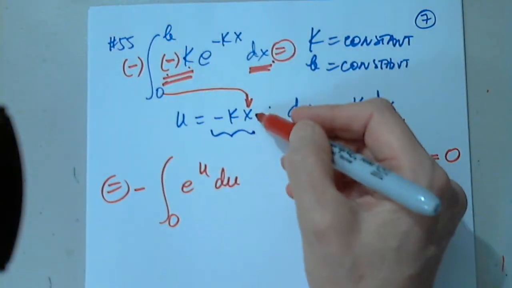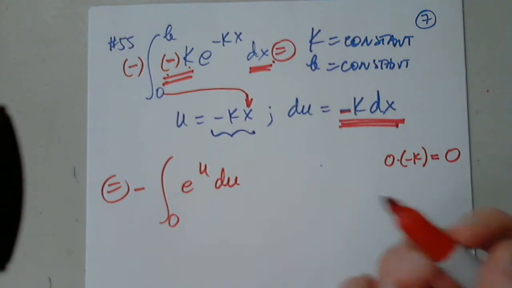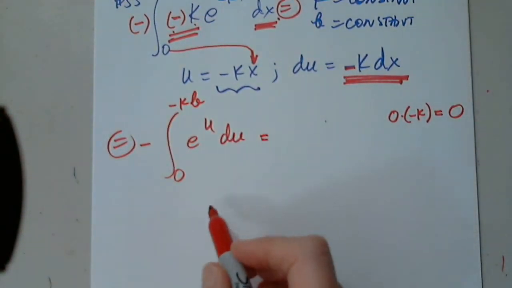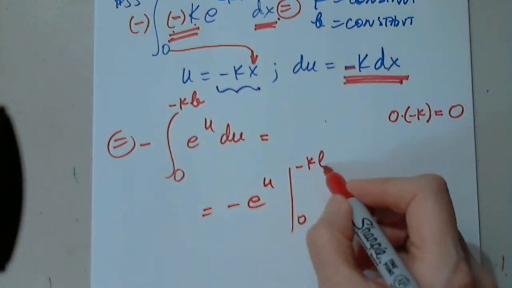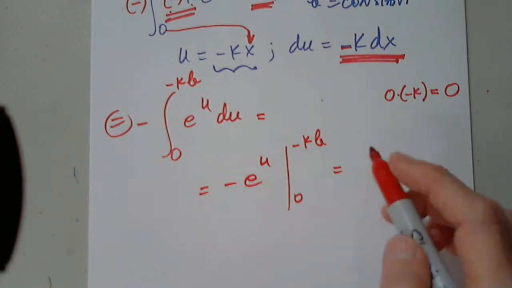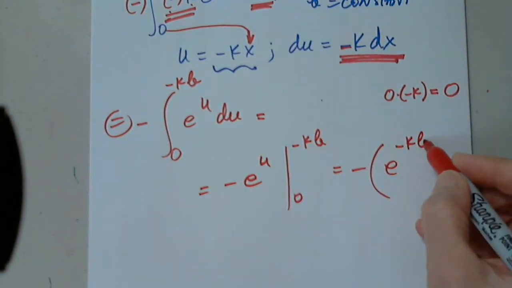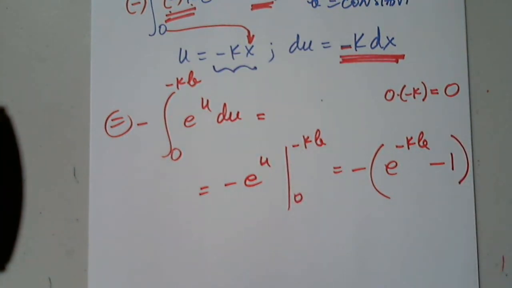Okay, so now let's plug in b. How much is negative kb? It's negative kb. Good. So then I have negative e to u from 0 to negative kb. The -1 stays outside. I plug in negative kb, minus, when I plug in 0, we know that's 1. And that's it. There's nothing else to it.